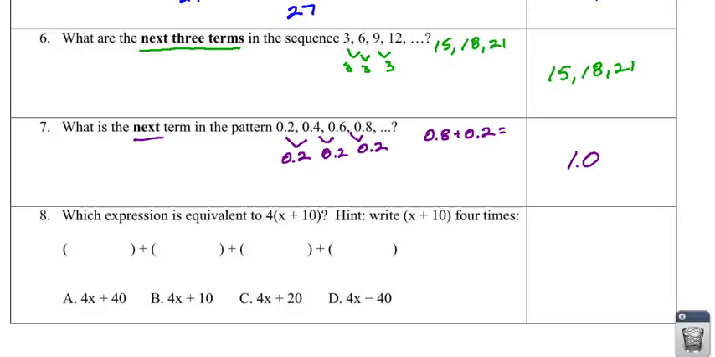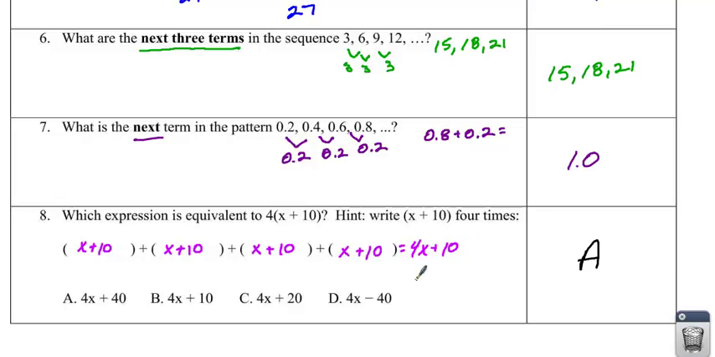Number 8. Which expression is equivalent to 4 times the sum of x and 10? So this was given to you if you wanted to think of having x plus 10 and another x plus 10 and another x plus 10 and another x plus 10. 4 x plus 10s. You could add them up. x plus x is 2x, and another x is 3x, and another x is 4x. 10, 20, 30, 40. 4x plus 40, letter A.